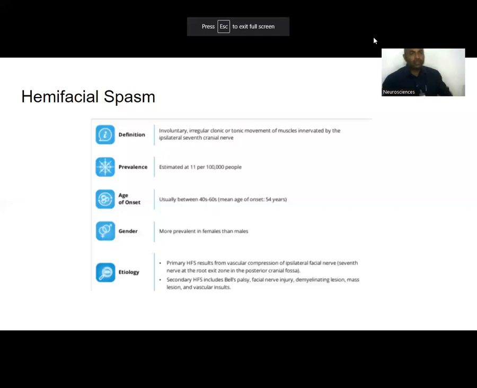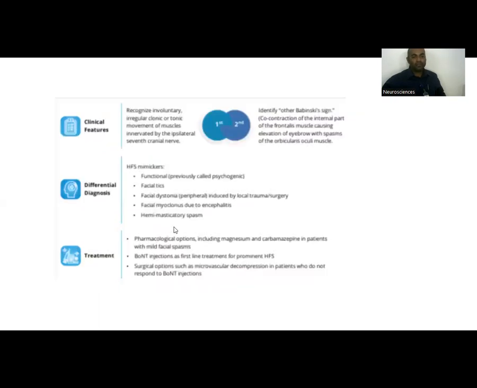Next, we'll go to hemifacial spasm. It's not a classical dystonia in the sense. It's actually a peripheral myoclonus, with involuntary, irregular, tonic-clonic movements of muscles innervated by the 7th cranial nerve. Age of onset is usually 40s to 60s, more prevalent in females. Primary hemifacial spasm results from vascular compression of the ipsilateral facial nerve. Secondary can be due to Bell's palsy, facial nerve injury, demyelinating lesions, or mass lesions.